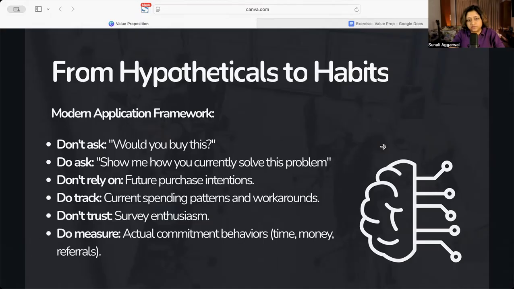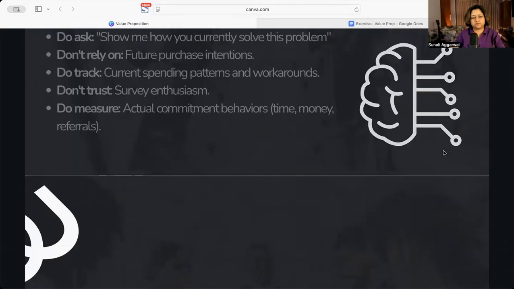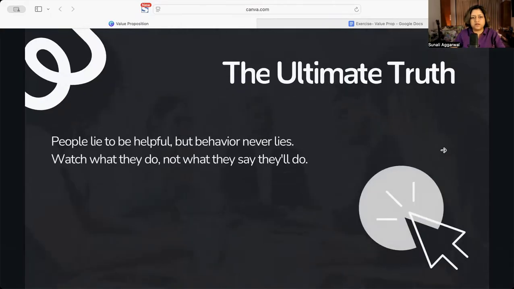Don't ask, would you buy this? We spoke about this in the customer interview also. Do ask, show me how you currently solve this problem. This is very relevant. Don't rely on future purchase intentions. Do track current spending patterns. Don't just survey enthusiasm, measure actual commitment: behavior, time, money, and referrals. The ultimate truth: people lie to be helpful, but behavior never lies. Watch what they do and not what they say they will do.